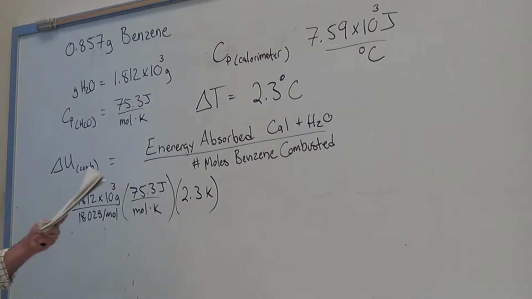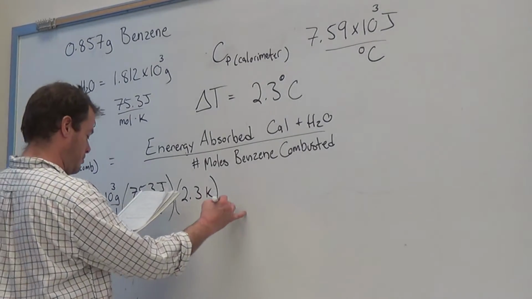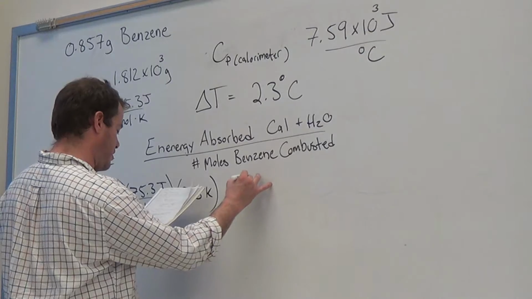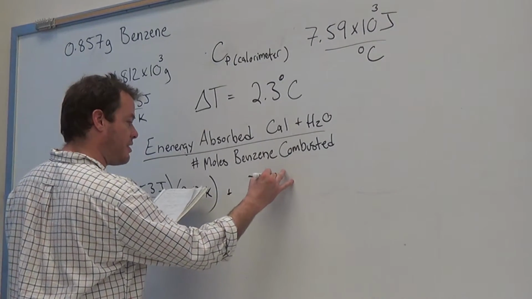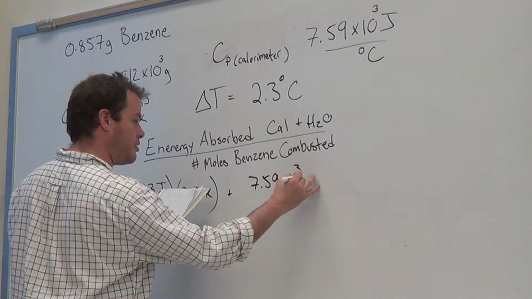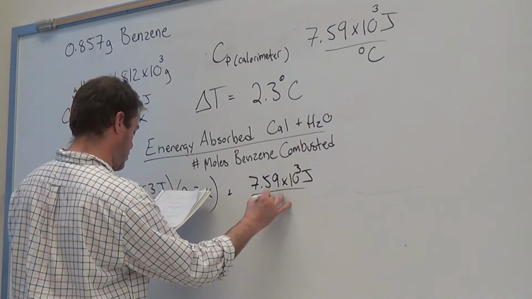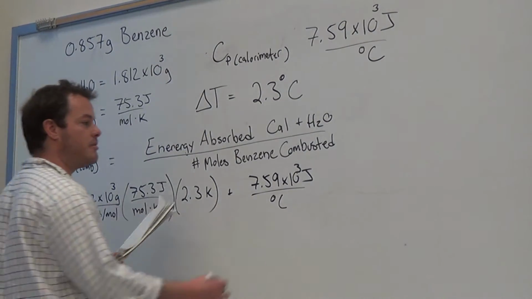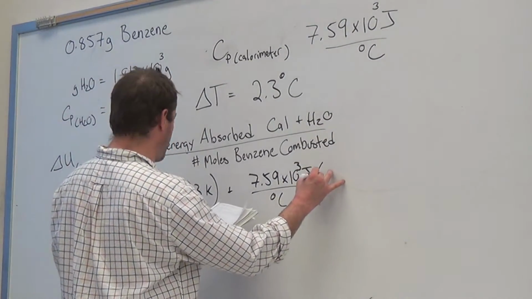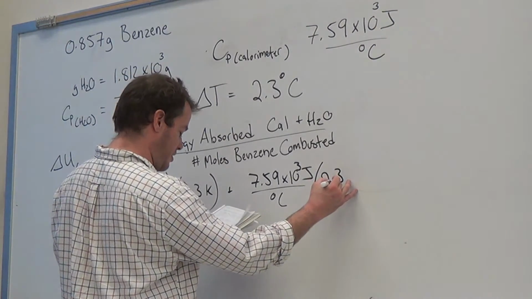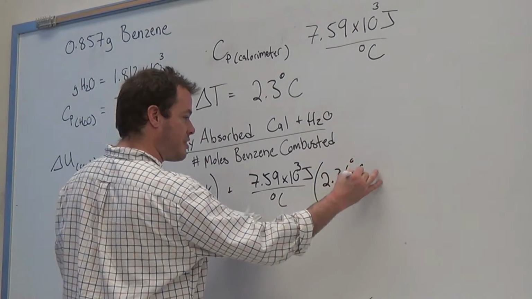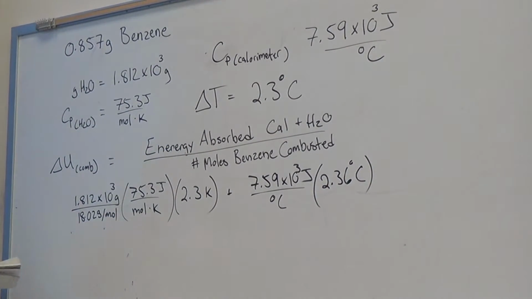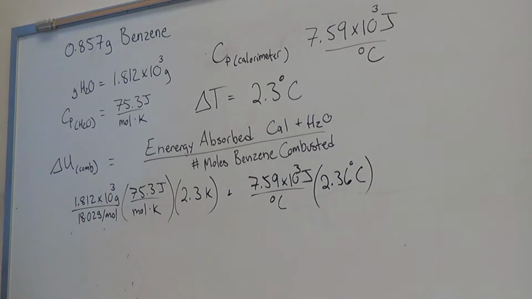Now we've got to figure out how much energy was absorbed by the calorimeter. We've got 7.59 times 10 to the third joules per degree Celsius. That's the heat capacity of the calorimeter. The calorimeter changes temperature by the same amount, 2.36 degrees Celsius. And so those two terms represent the total amount of energy that was absorbed by the water bath and the calorimeter in this process.